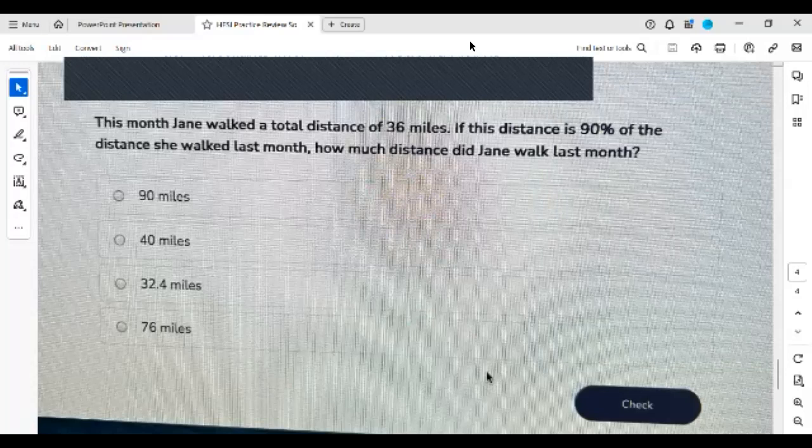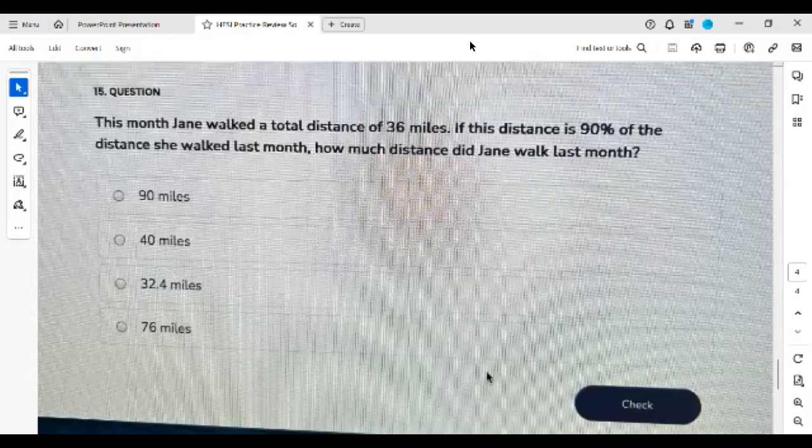Okay, so let us begin. This is for the HESI math. The question states: this month Jane walked a total distance of 36 miles. If this distance is 90% of the distance she walked last month, they want to know how much distance Jane walked last month.